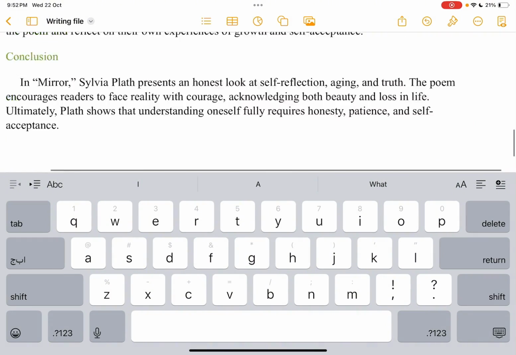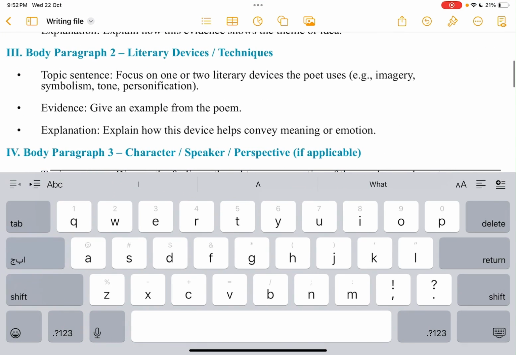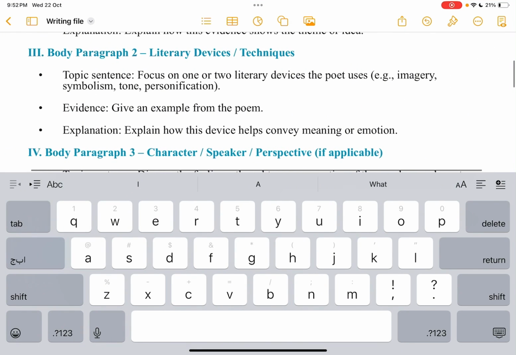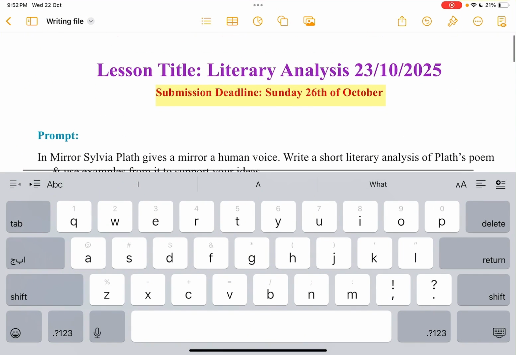So that was regarding the outline. Please write the outline in your copybook, and then afterwards go with the literary essay. Remember that the deadline is going to be Sunday, 26th of October.